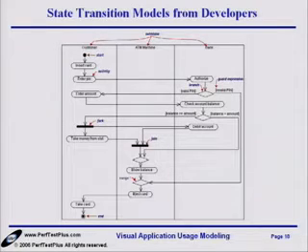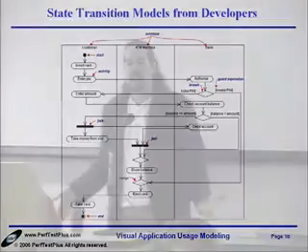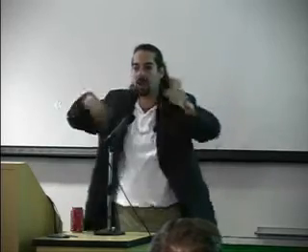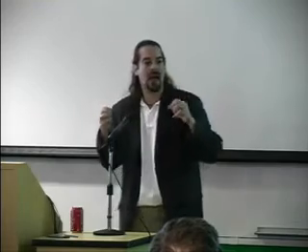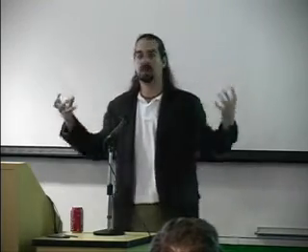State transition models. I can look at this and read this. This happens to be an ATM, an automatic teller machine. But as I looked at this, I realized that it tells how the application can be used. It doesn't talk about how it will be used. And I think that's one of the paradigm shifts when we talk about application usage that some people need to make. Not how can it be used, but how will it be used.